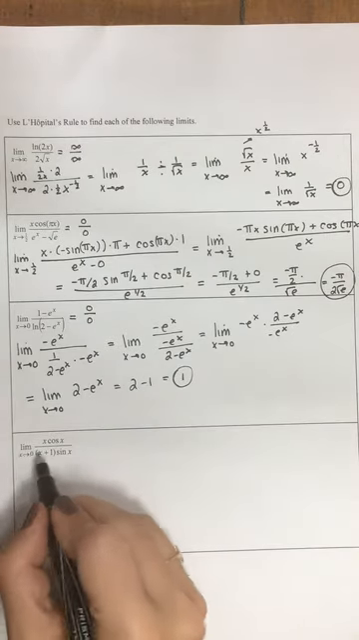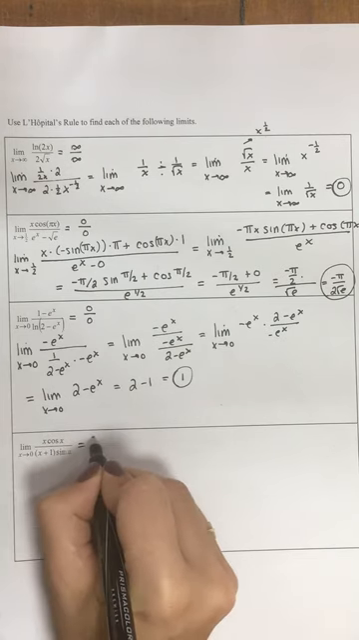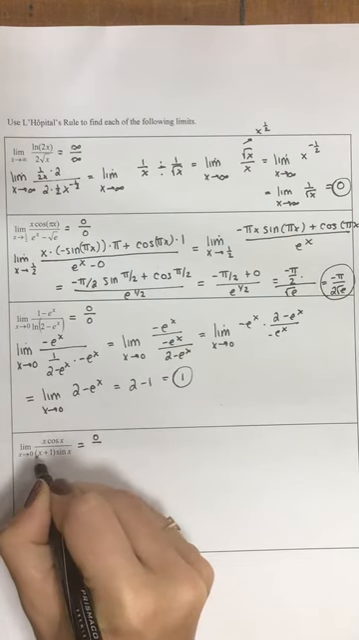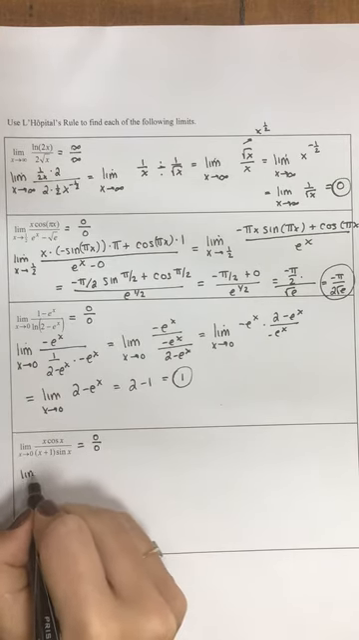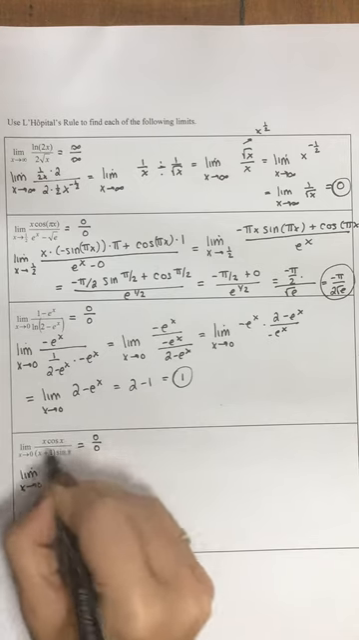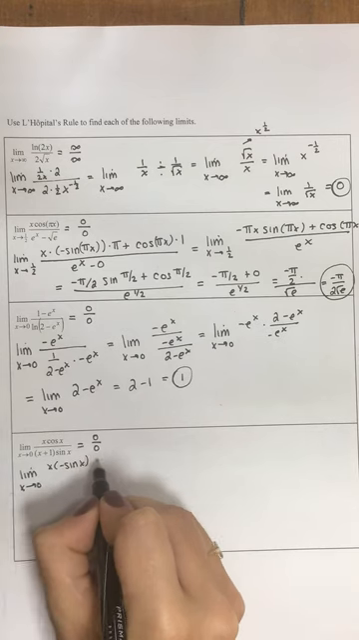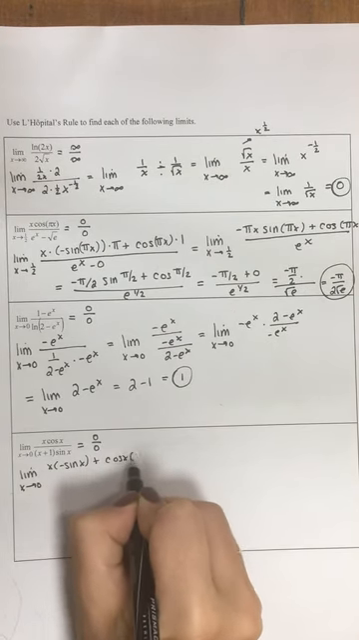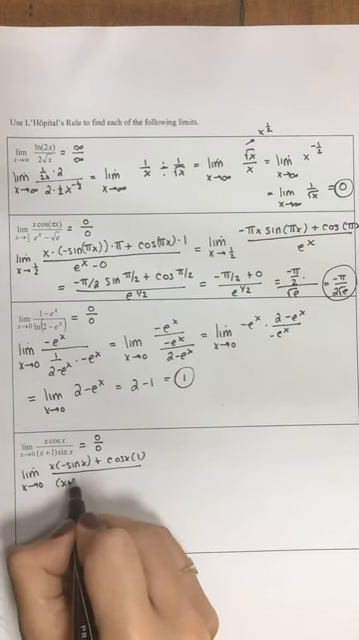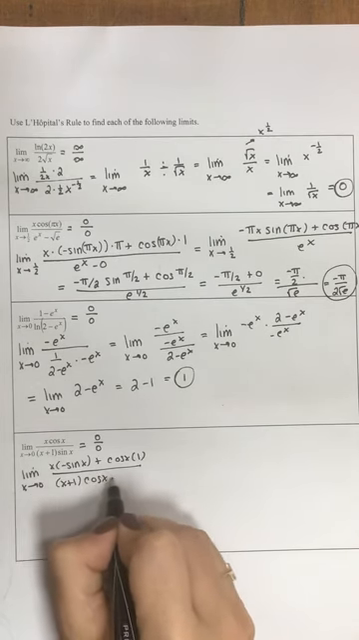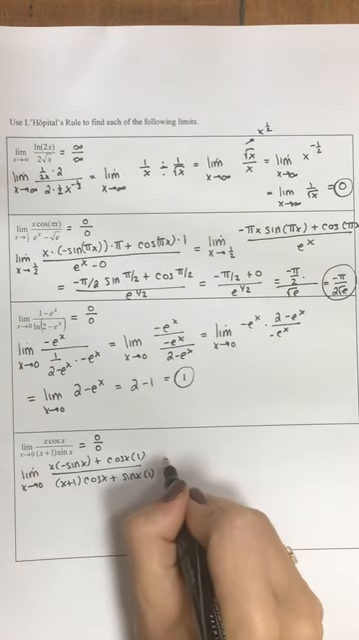One more here. Limit x goes to 0. Well, let's see. If we plug in 0 here in the numerator, we're going to get 0. And here, sine of 0, indeterminate. So we can use L'Hopital's rule. Limit x goes to 0. Product rule for the numerator. First times derivative of the second plus second times derivative of the first. Product rule again. First times derivative of the second plus second times derivative of the first.